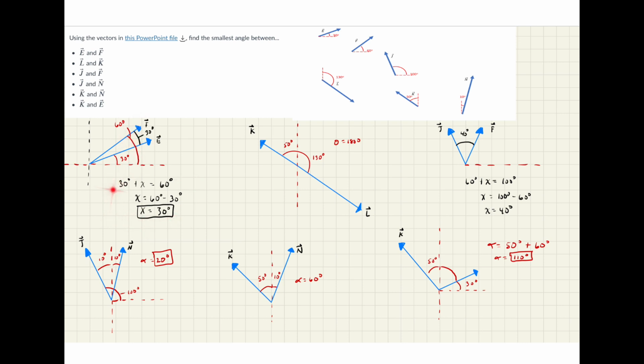And just here, I did some calculations to show that this missing angle would be 30 degrees. So moving on to the next one, we have L and K.